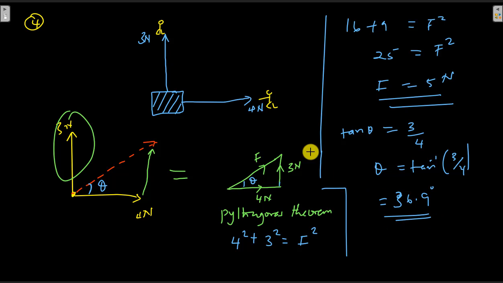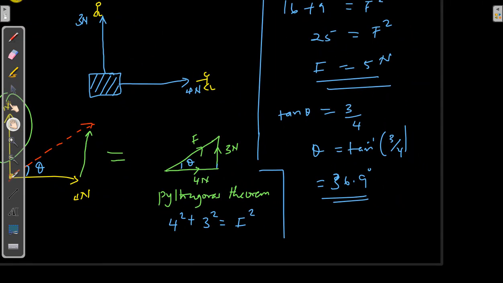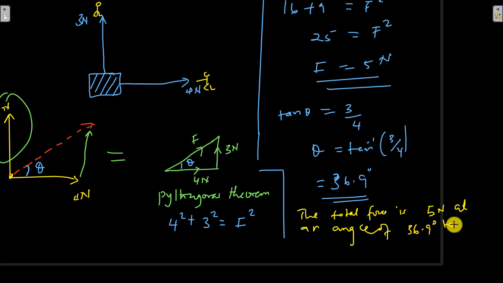Okay, so let's now write our final solution here, that the resultant force, or the total force, is 5 newtons at an angle of 36.9 degrees to the horizontal. So that's our final solution.